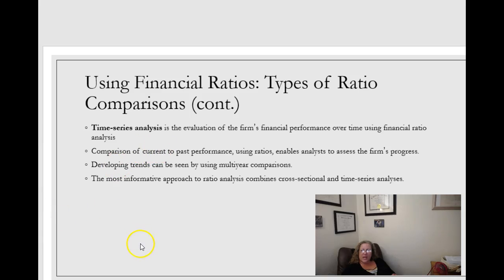So time series analysis is the evaluation of the firm's financial performance over time using financial ratio analysis. It's a comparison of current to past performance using ratios, and it enables the analyst to see the firm's progress. Is it getting better, right, or is it getting worse? Developing trends can be seen by looking at multi-years, and the most informative approach to ratio analysis combines cross-sectional and time series analysis.